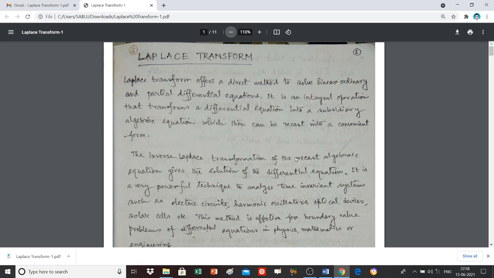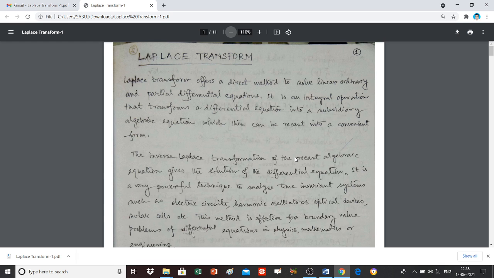not only in physics but also in mathematics or any other sections of engineering. That means this method is very helpful and fruitful to analyze different boundary value problems in physics as well as mathematics or in engineering.